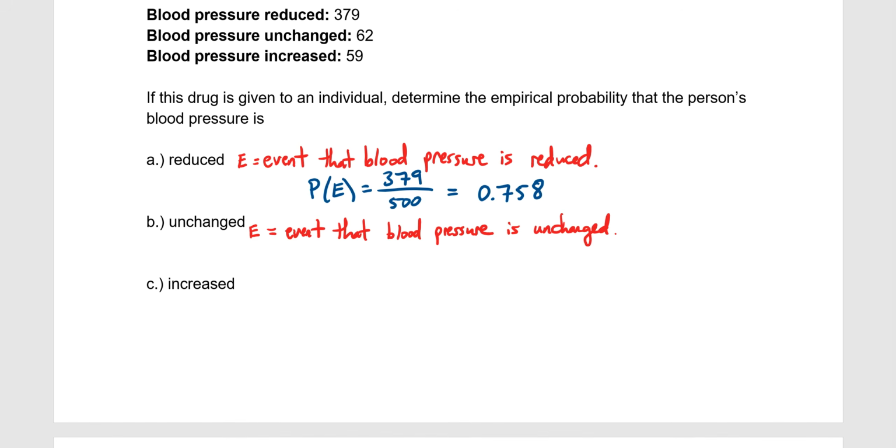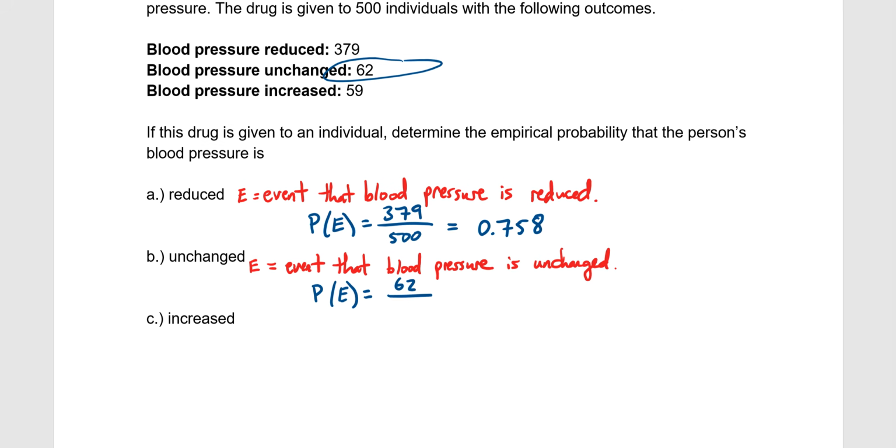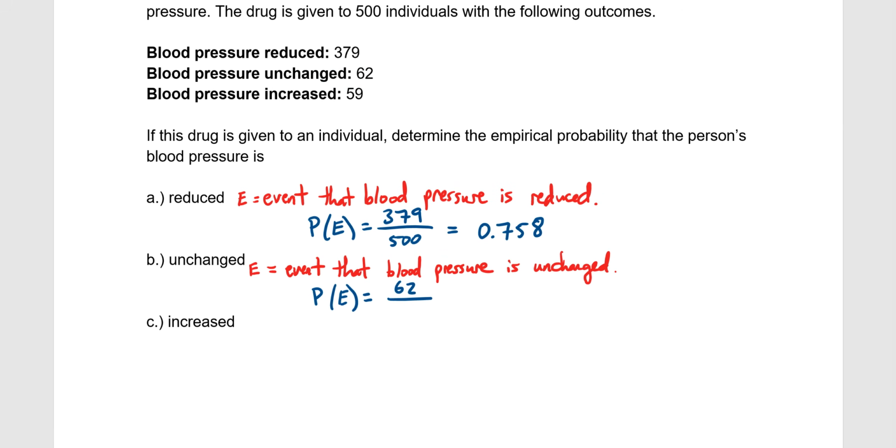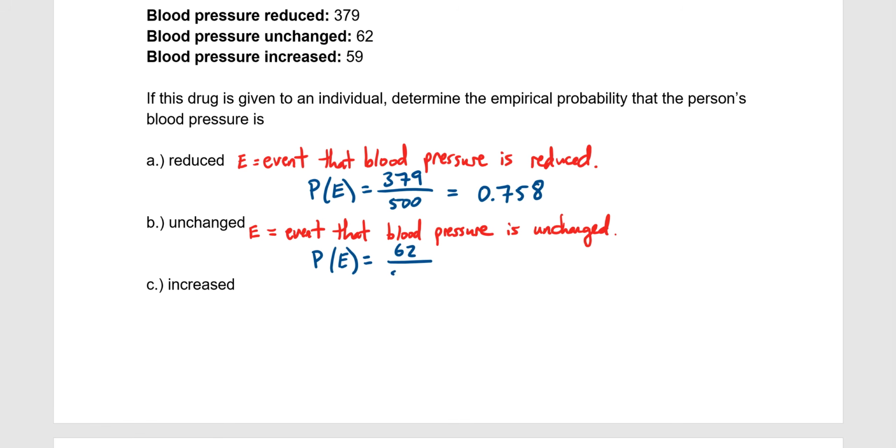Okay, for the next one, we have the empirical probability that the blood pressure is unchanged. So this time, E is the event that the blood pressure is unchanged. So probability of E is the number of times it was unchanged in our data, which was 62, divided by, once again, the total number of individuals, which was 500. So 62 over 500, we can reduce the fraction, or we can just divide and get 0.124.